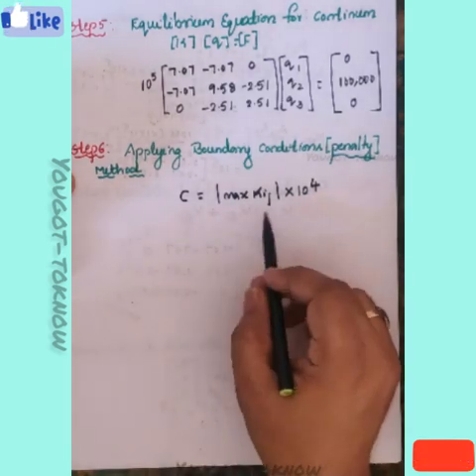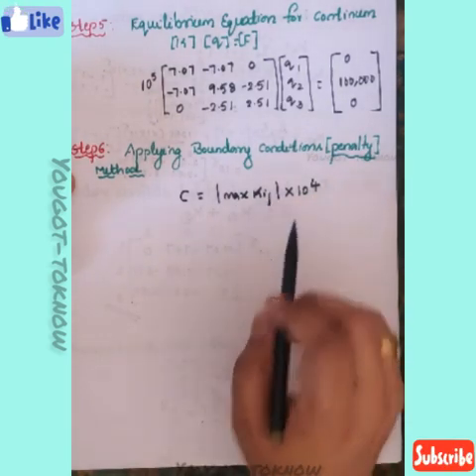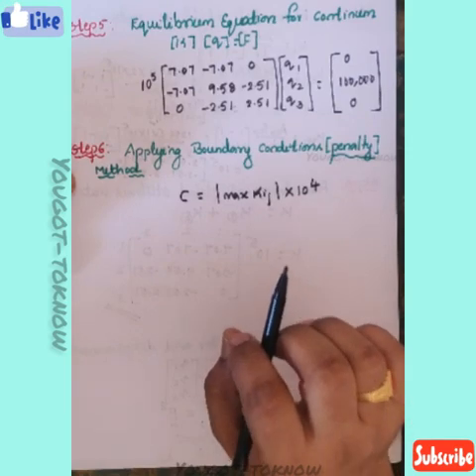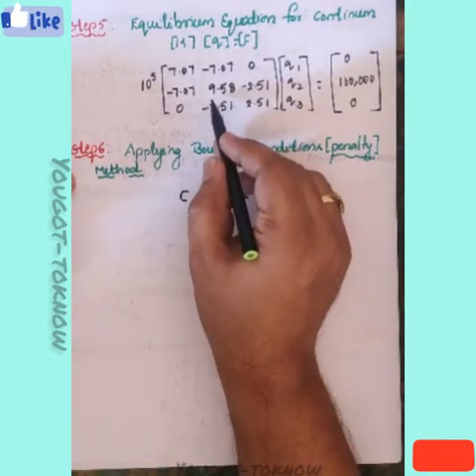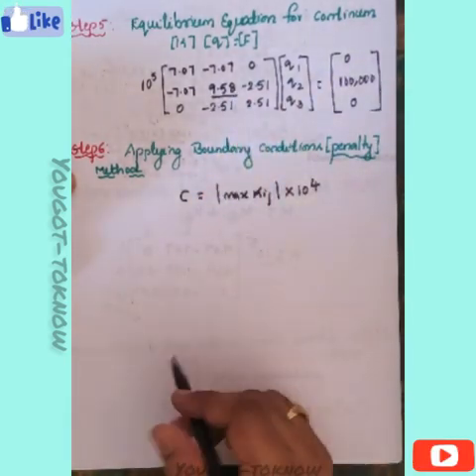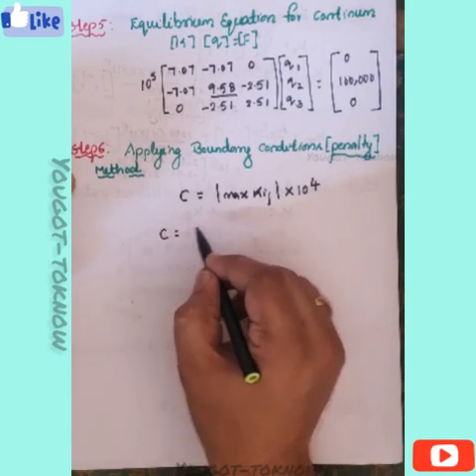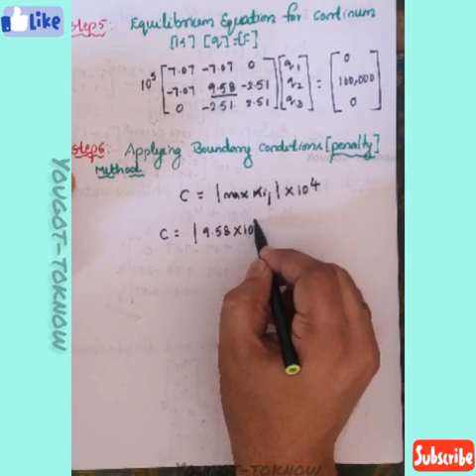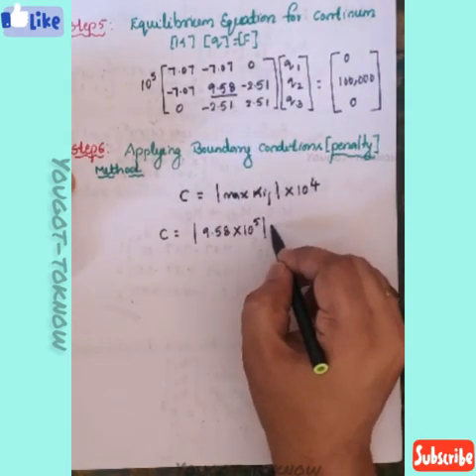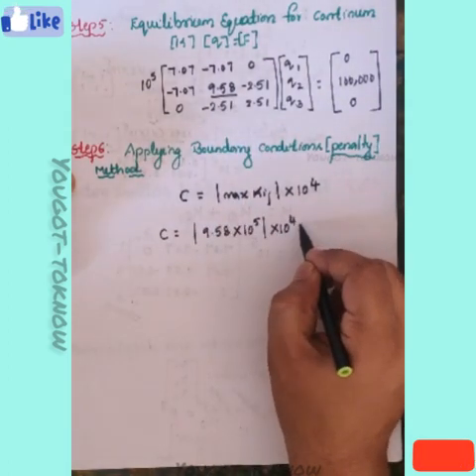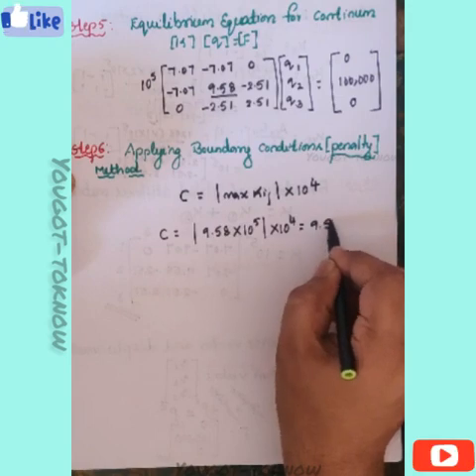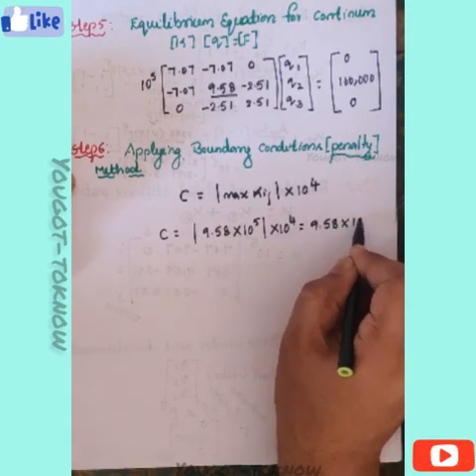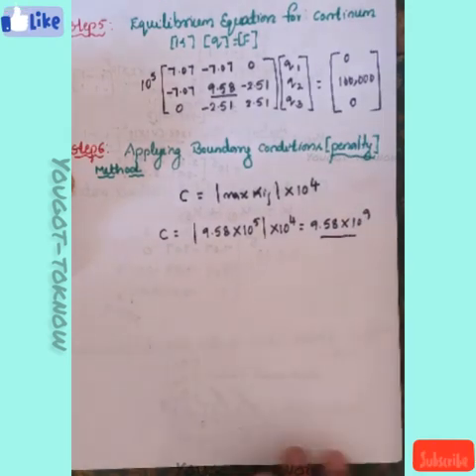What is the maximum of Kij? Take the maximum value of your global stiffness matrix. What is the maximum value of your global stiffness matrix? 9.58. So it is 9.58 times 10 power 5, because 10 power 5 is outside, times 10 power 4. Now the maximum penalty value is 9.58 times 10 power 9. This is your penalty value.